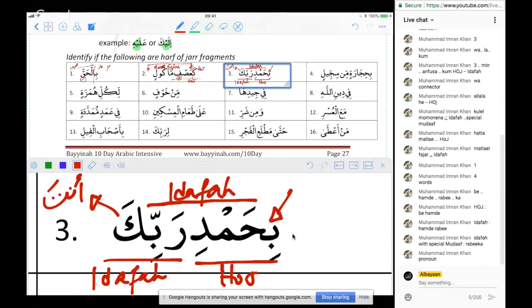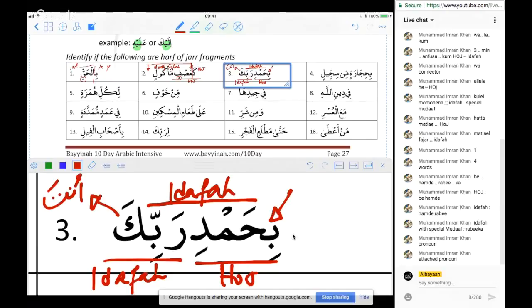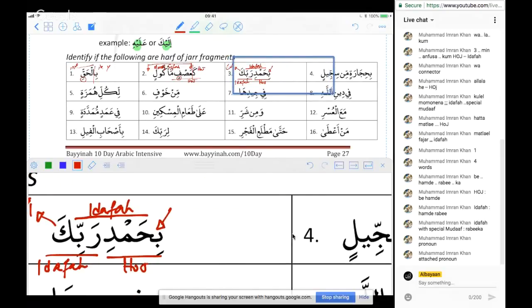Bihamdi rabbika. Bihamdi. Could you help me translate this? If hamdi means to praise, bihamdi would mean with praise. Can we translate this? Let's try to translate this. So bihamdi, what is bihamdi? Bihamdi. So bihamdi, be means with, and hamdi is, let's say, praise.